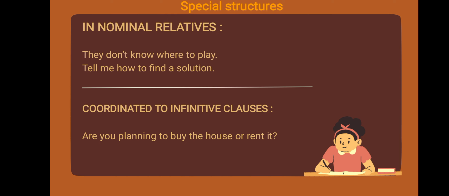Well, here's the last point. When to infinitive clauses are coordinated using a coordinating conjunction, such as and or but, the to before the base form of the verb can be omitted from the second clause. Look at the example. Coordinated to infinitive clauses. Are you planning to buy the house or rent it?